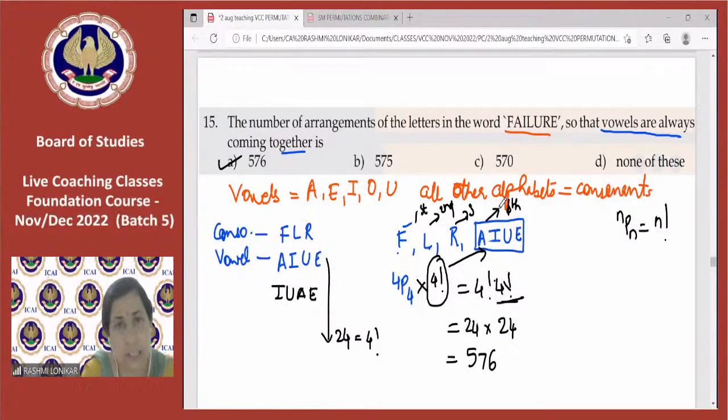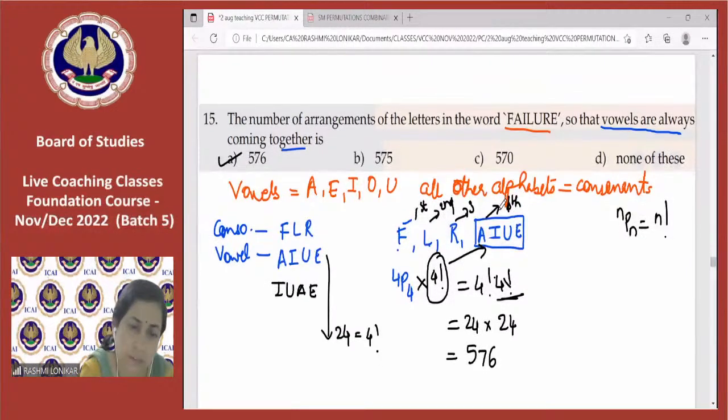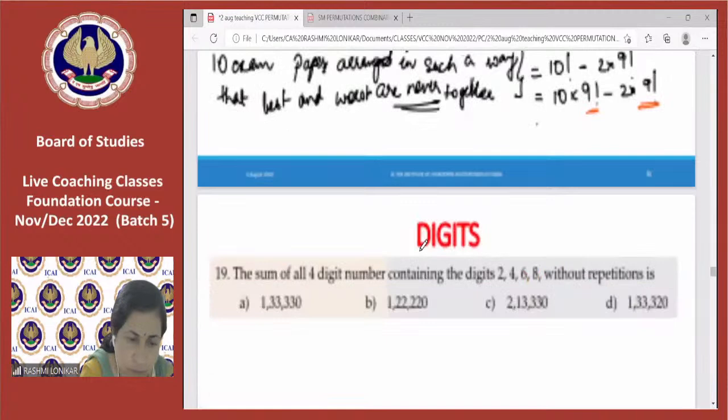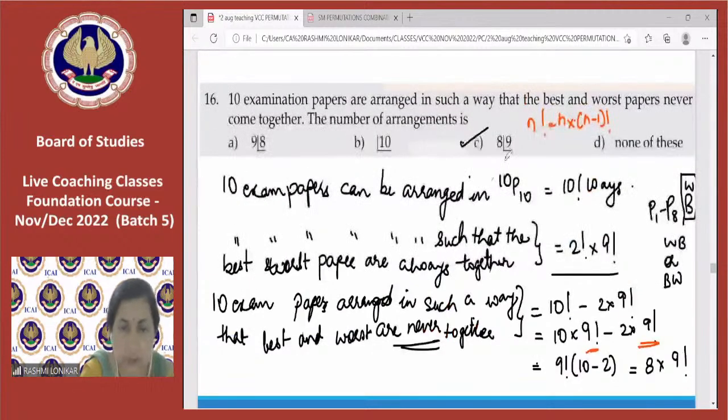Yes, Avdesh, that is the correct answer. 10 factorial minus 2 into 9 factorial. But we have to simplify because you will not have this as an option. You will have, see, in the option, did you see? We don't have this answer. Okay. So what I have to do, I have to simplify it further.